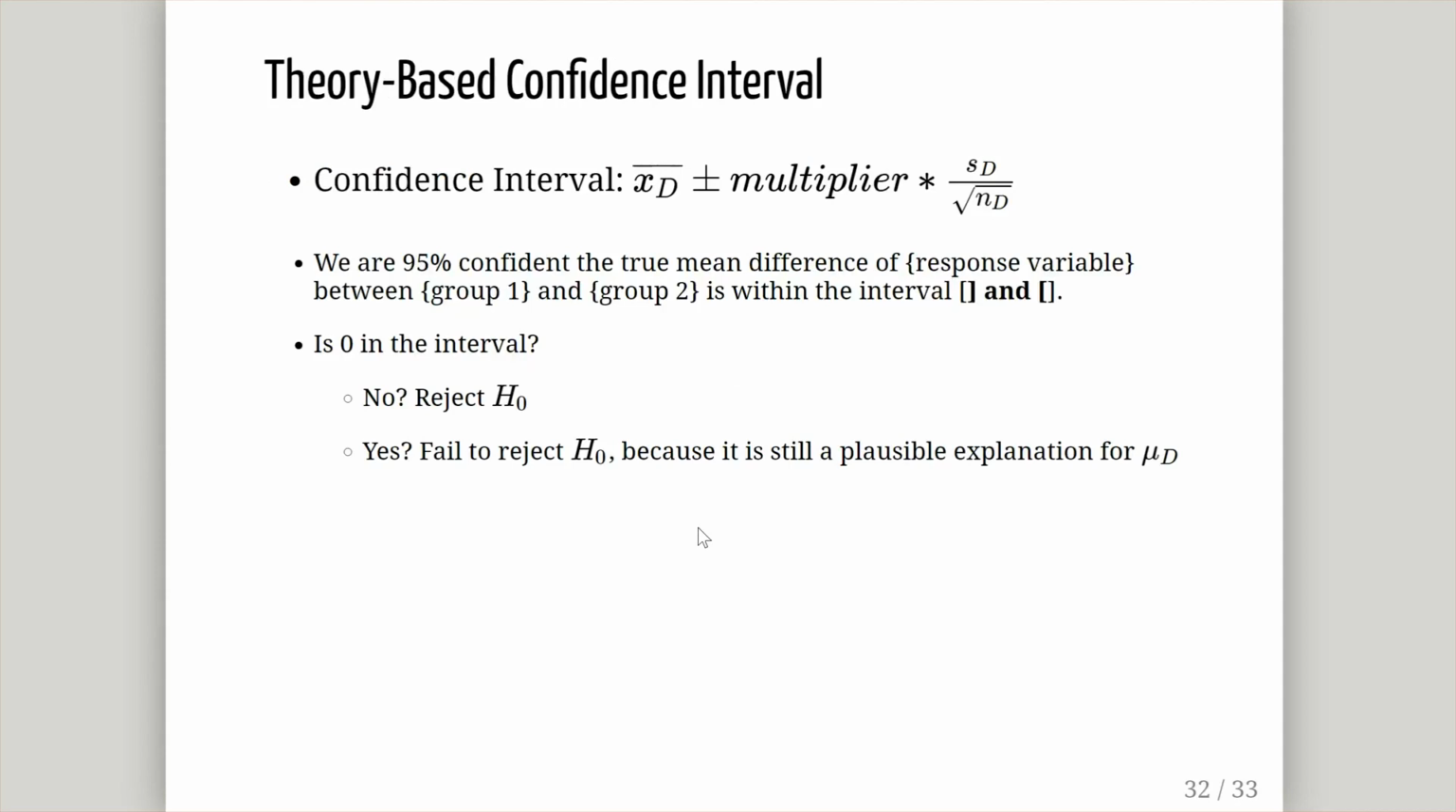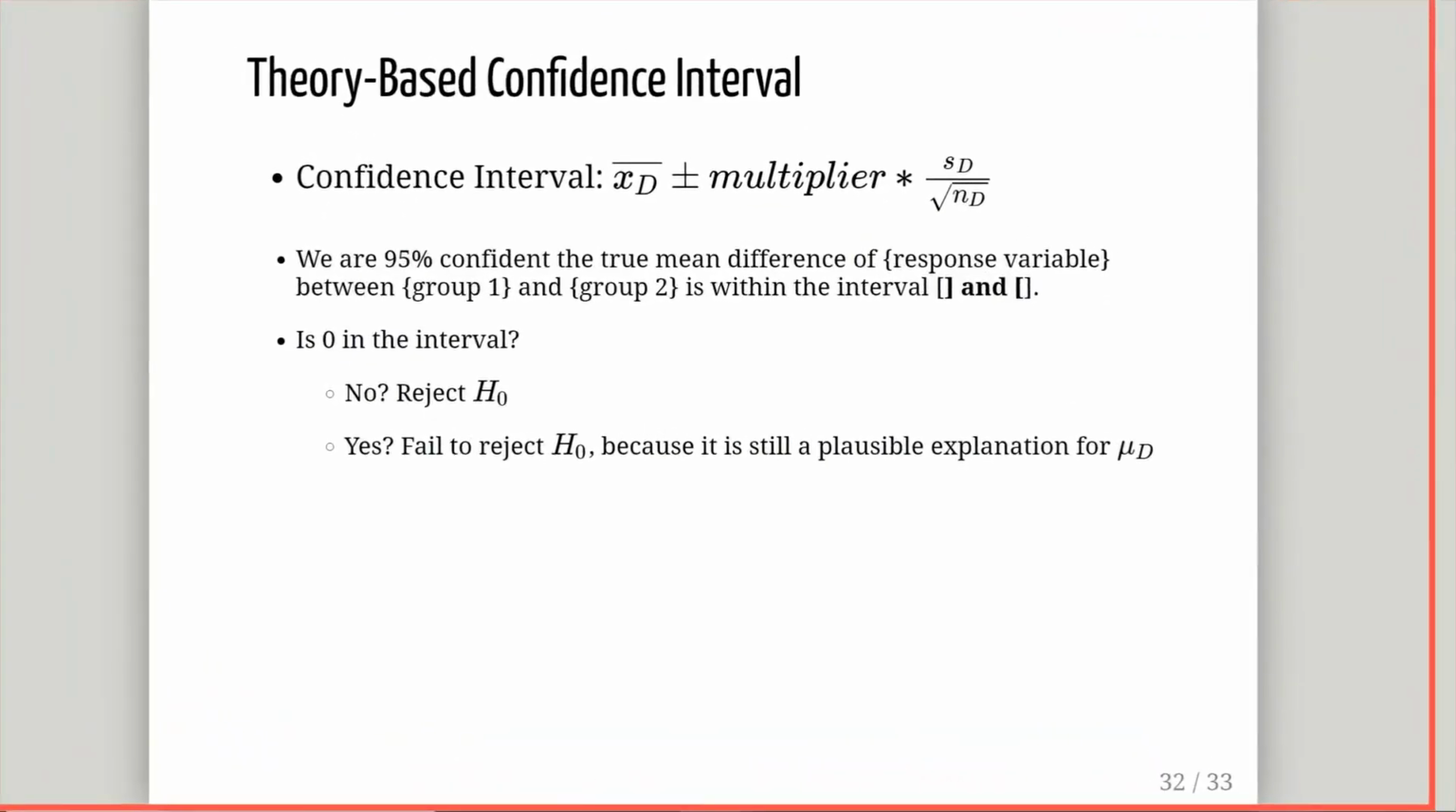You can also find a confidence interval using theory. You take the sample statistic, the sample mean difference, plus or minus a multiplier times the standard error. Remember this. What is the multiplier times the standard error? That, circle it, the multiplier times the standard error is the margin of error. Please remember that, don't forget it.